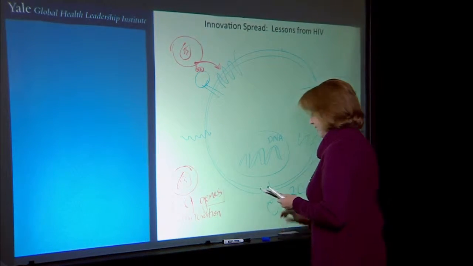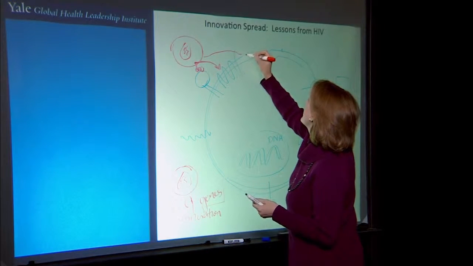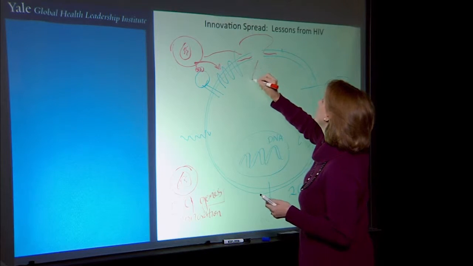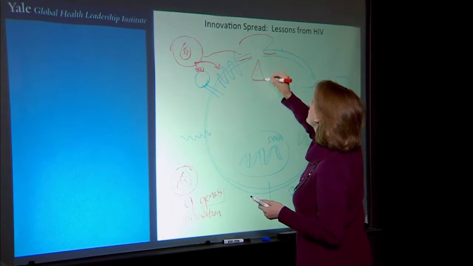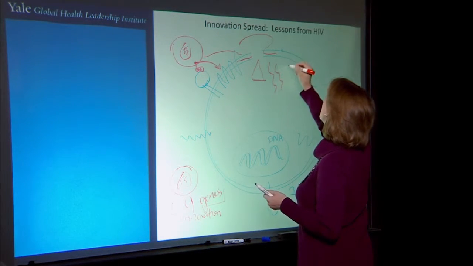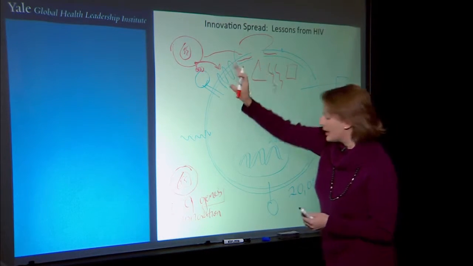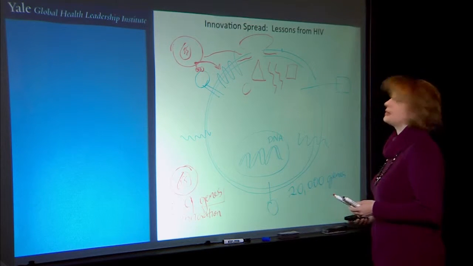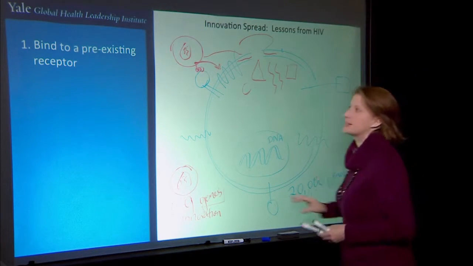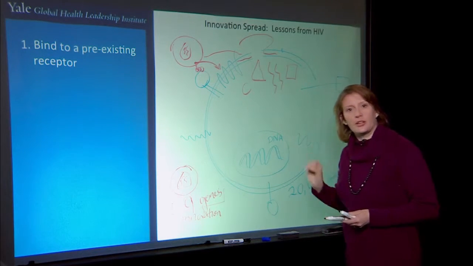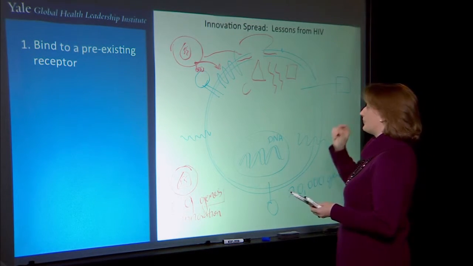And when it does that, the virus is able to fuse with the surface of the cell and introduce its component parts. So it has viral proteins, it has viral materials. These come into the cell because it bound to a pre-existing receptor. So that's step one of our learning from HIV in bringing innovations into an existing system.